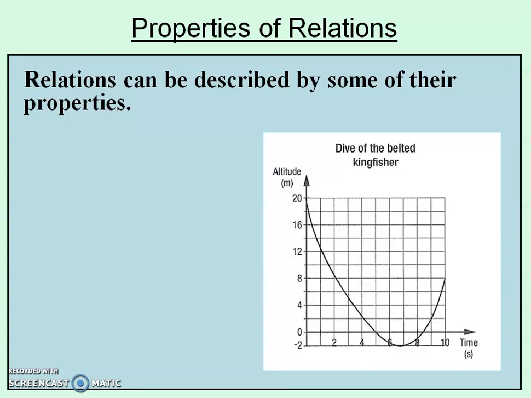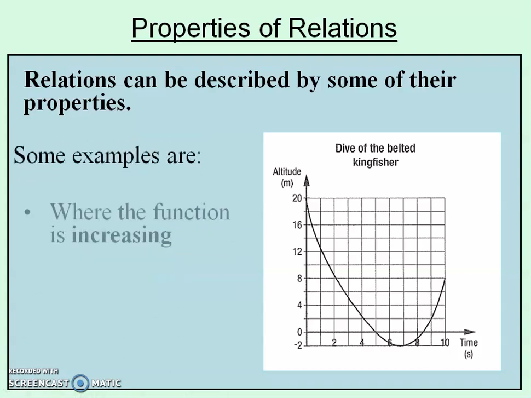This is a graph that shows the trajectory of a bird. It's called a kingfisher. It fishes, so it dives into the water, catches a fish, and comes back up. And there are a bunch of different ways to talk about this graph and what it means, and to talk about different sections of it.